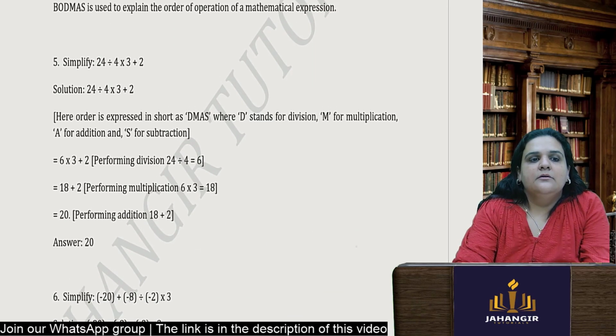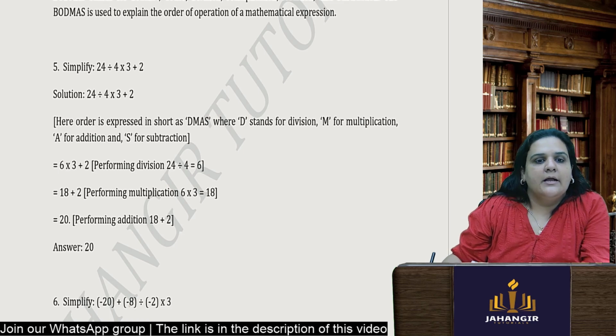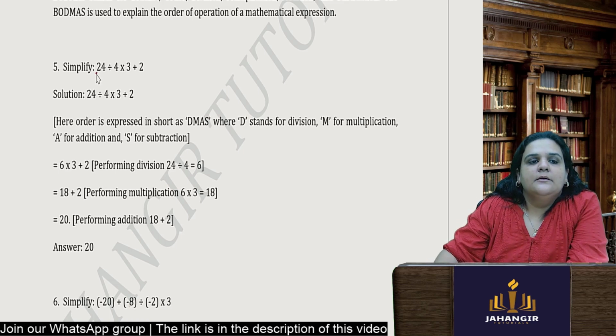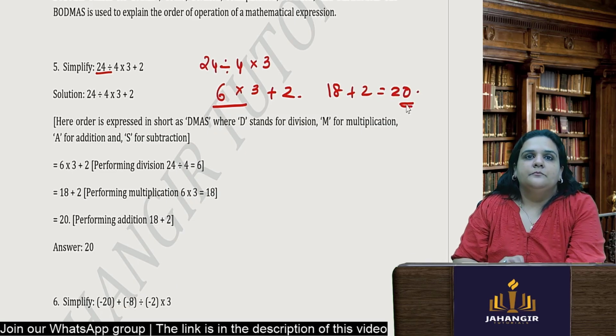Next question. 24 divided by 4 into 3 plus 2. So again there is no bracket. So I'll start with the DMAS rules. So 24 divided by 4. 24 divided by 4 will be 6. Correct. Into 3 plus 2. Then multiplication. 6 3s are 18 plus 2. Answer is going to be 20.